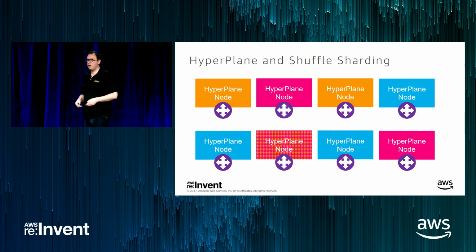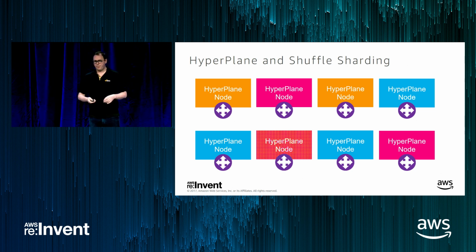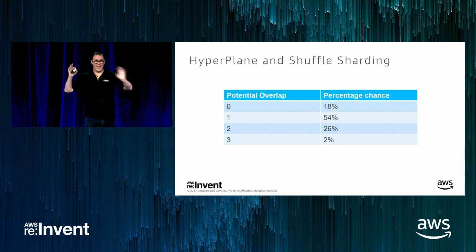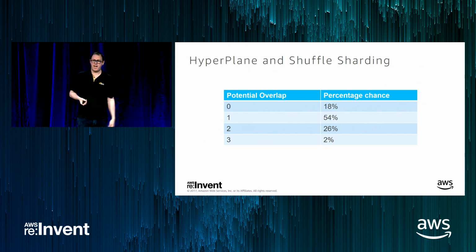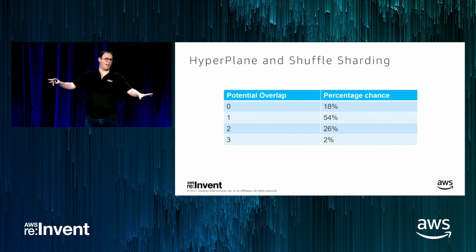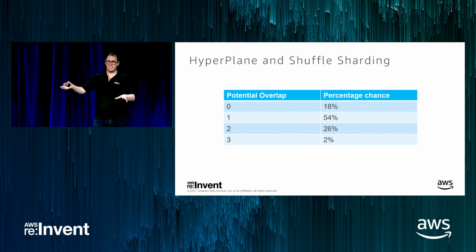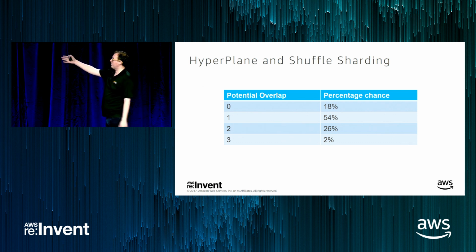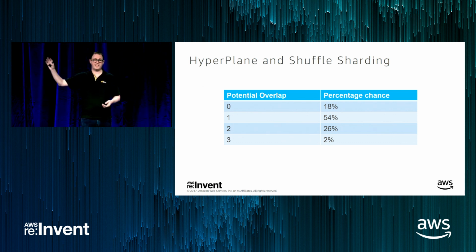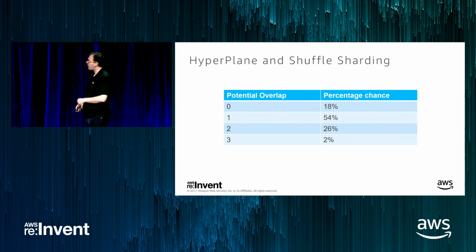And so let's look at what the overlap's like when you use this kind of algorithm. With 8 nodes, choosing 3 at random, the math works out like this. There's an 18% chance there'll be no overlap. So if I take customer A and customer B at random, there's an 18% chance they won't overlap at all. There's a 54% chance they'll overlap by one node, just like that previous slide. 26% chance of two, and so on. 2% chance that all three overlap. That's bad, right? That's with 8.